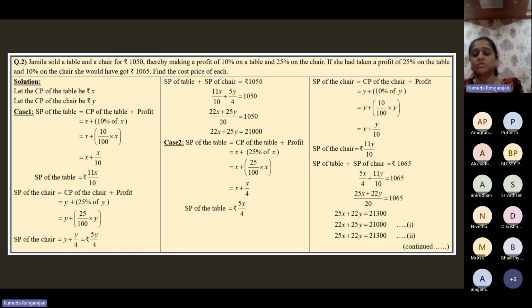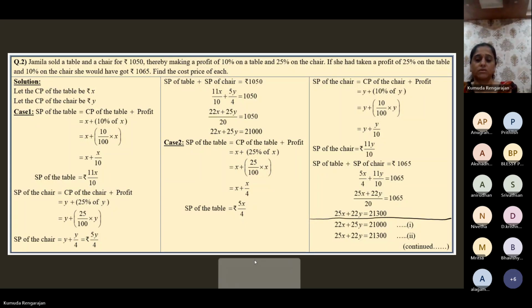Construct the equations, children. Work till here and let me know. We'll solve the equations together. Please write the question and work till here and let me know. I'm right here. I'll just turn off my video, but I'm right here.